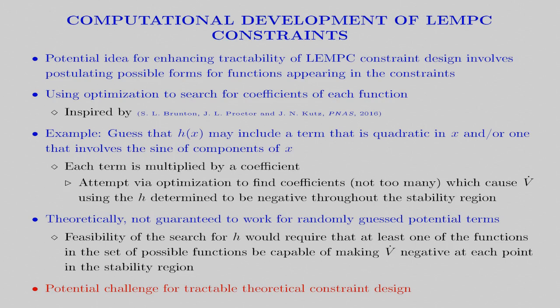Another potential idea for attempting to make the development of constraints for LEMPC more tractable by allowing guarantees to be checked is to attempt to guess a number of terms for one of the functions such as h, and then to perform an optimization problem that selects the coefficients of that function which causes V dot to be negative throughout a region of state space.